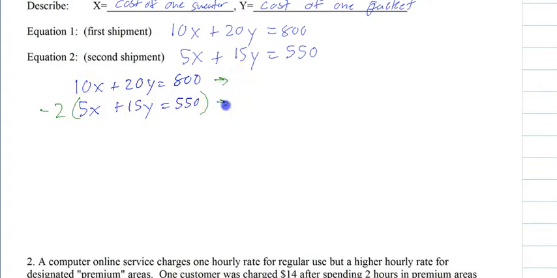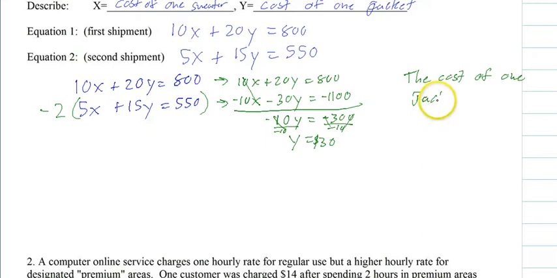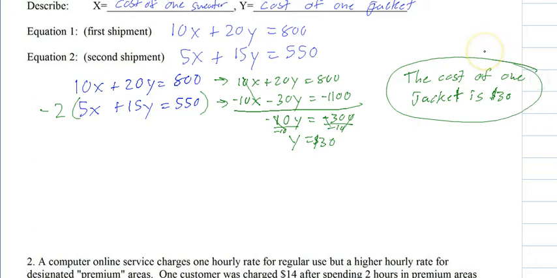All right, so that gives us 10X plus 20Y equals 800. And then on the bottom we have negative 10X minus 30Y equals negative 1100. So when we add them, we get negative 10Y equals negative 300. So Y would equal 30. So what does Y equal? The cost of one jacket. So the cost of one jacket, which is what we're asked to find, is $30.